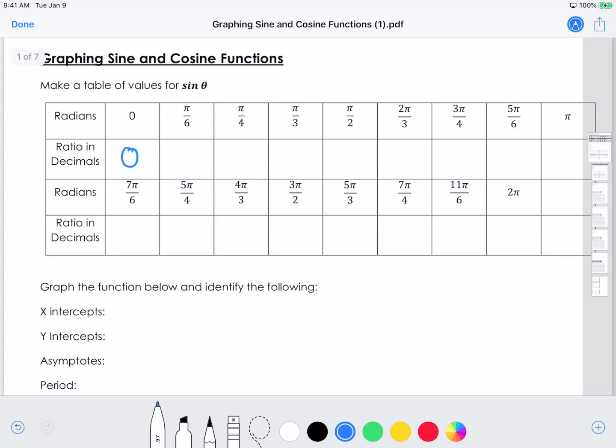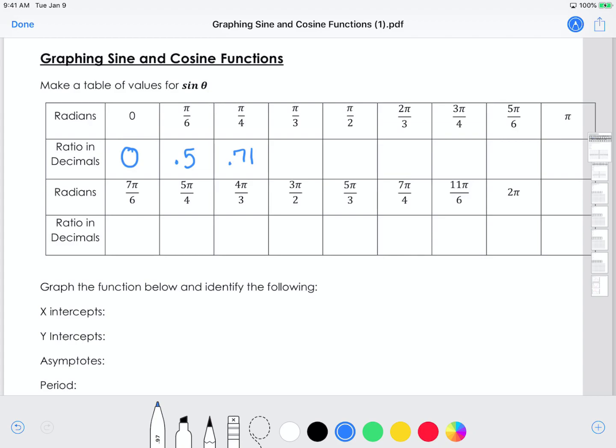And then I'm just going to continue to make my table by looking at the unit circle. I'm going to swing open to pi over 6, and I'm going to look at the y value of that terminal point at pi over 6, and that would be 1/2, which is 0.5. Then I'm going to look at the terminal point when I swing open to pi over 4 and look at the y value of that terminal point. And that gives me the square root of 2 over 2, which is approximately 0.71 in decimal form.